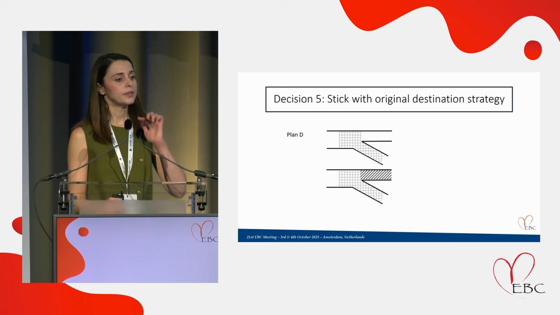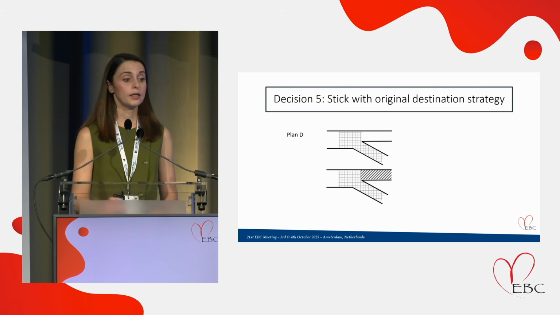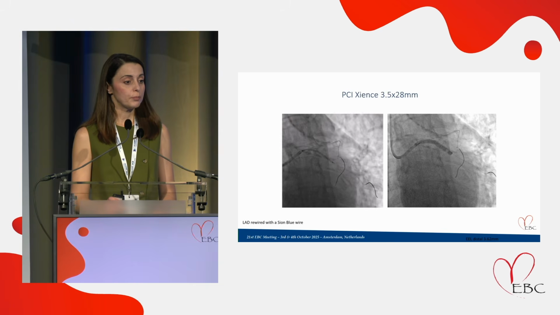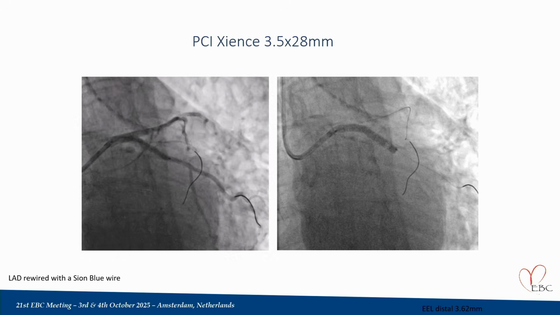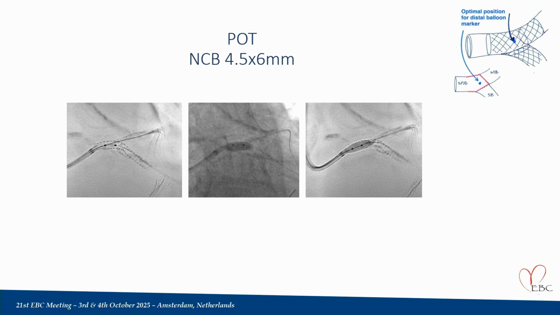So at this point, the decision is to stick with the original strategy, which is a provisional approach, and implanted a drug-eluting stent 3.5 from the circumflex back to the left main, followed by a POT with a non-compliant balloon.